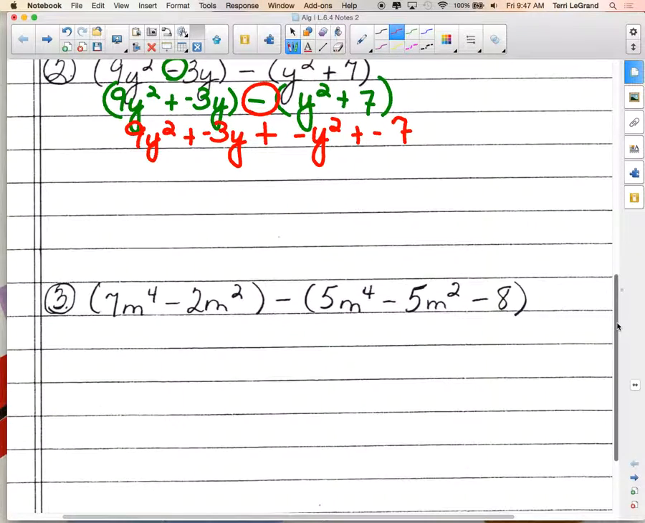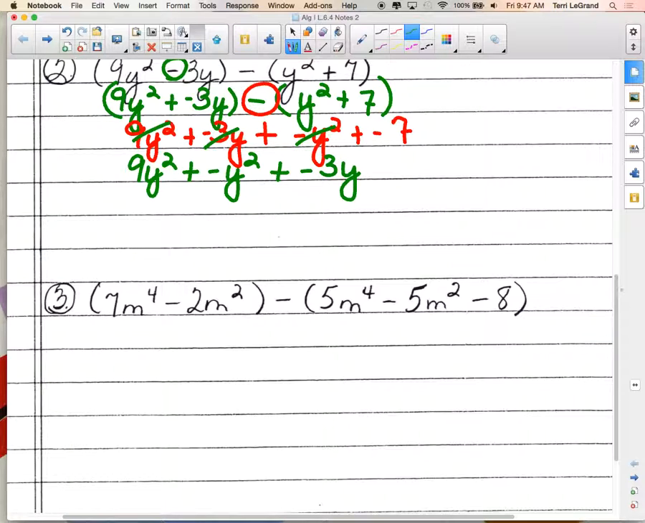And now, rearrange to group some like terms together. So the 9y squared is like what other term? Negative y squared, okay? So we'll use those guys up. Going in greatest to least degree, what term should we put next? The negative 3y.